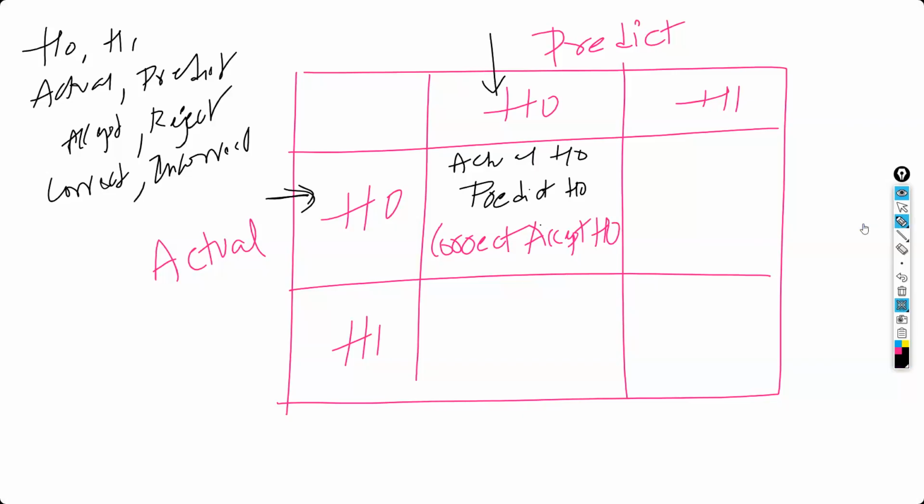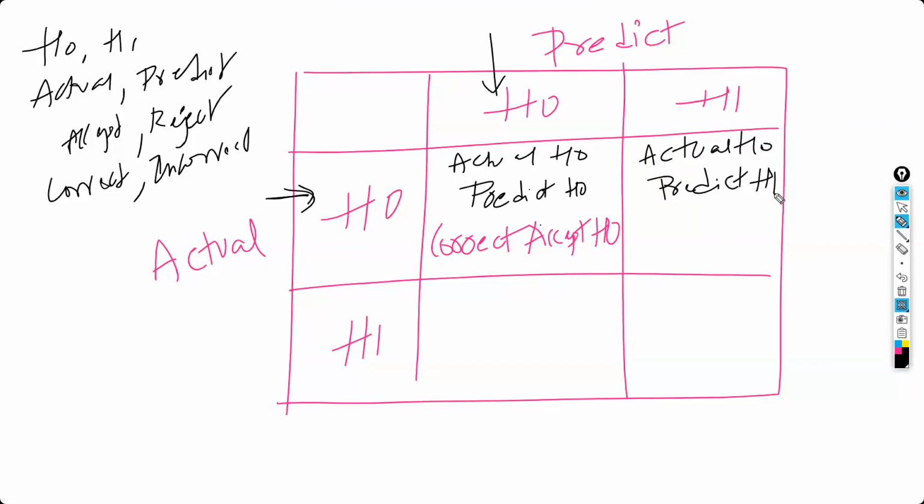In cell 2, first what you have to tell? Actual. Second, what you have to tell? Predict. First tell me what is actual. Actual is H naught. That is this line and this line, the combination is this cell. Actual is H naught. And what is predict? Predict is H1.